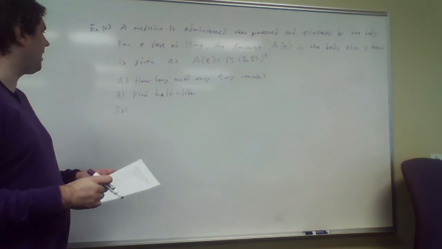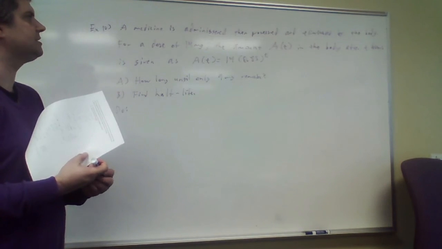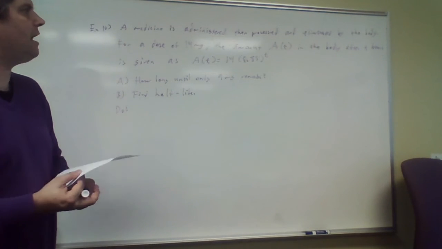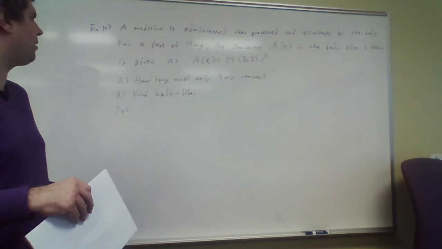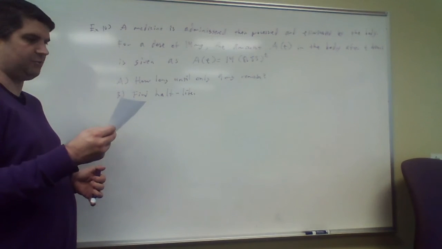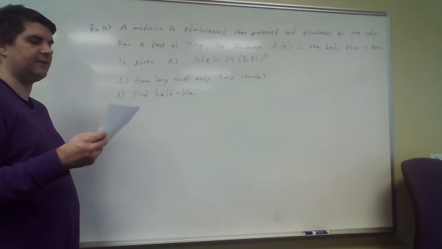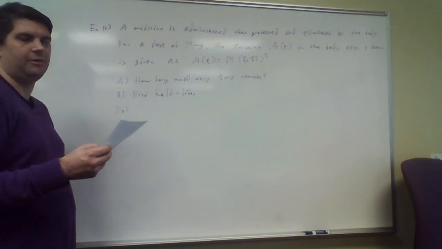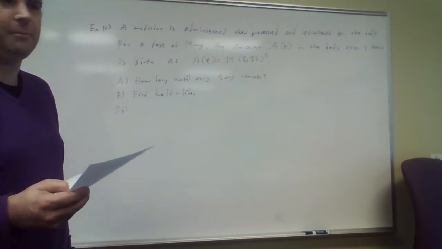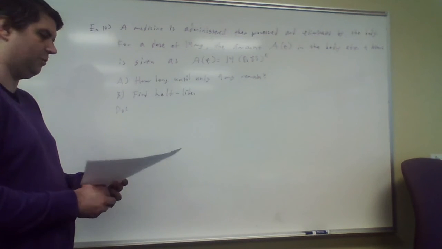All right, so this is the final example. A medicine is administered and then processed and eliminated by the body. For a dose of 14 milligrams, the amount A of t in the body after t hours is given as A of t equals 14 times 0.85 to the t power. It says something about the drug needing to be effective, at least 2 milligrams are needed. That's irrelevant to questions A and B, so I went ahead and skipped putting it on the board. I'll save the space for the math that we need to do.